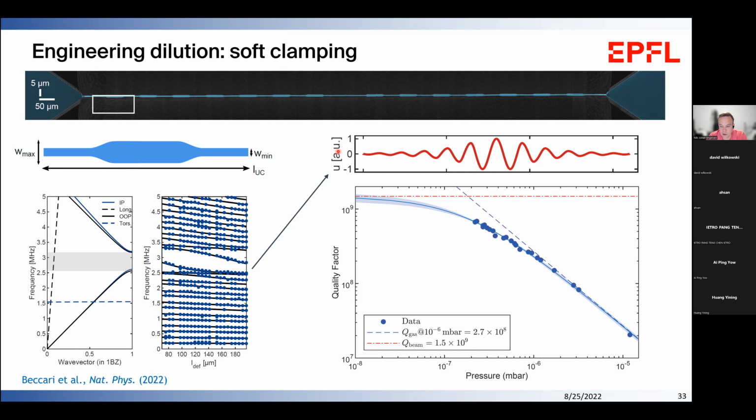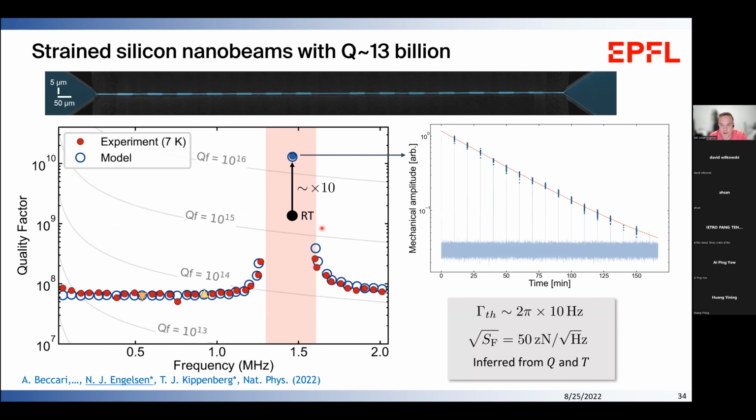When we measured this string at room temperature, we can infer a quality factor of up to 1.5 billion, which we couldn't quite measure because the pressure of our vacuum chamber was too high. So still at 2×10^-7 millibar, it was still damped by gas, the residual gas in the chamber. Fortunately, we can cool this chamber down to 7 Kelvin. At 7 Kelvin, we found quality factors of 13 billion at 1.4 megahertz, which gives a ring down time of about 2 hours.